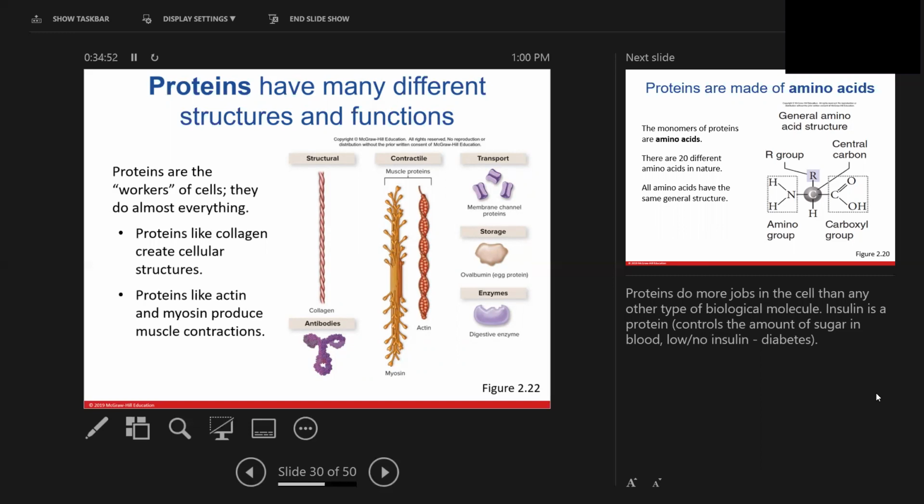They're going to move enzymes around. There's a really cool video of this protein, and I'll have to find it and post it to the Canvas, but it's basically these long strips of carbohydrate structures inside of a cell that form the backbone, almost like a skeleton inside. But you can watch this protein as it literally steps up and down this thing to move things from one side of the cell to the other. It's really cool. Proteins like collagen create cellular structures, and proteins like actin and myosin produce muscle contractions. So they have various different functions based off of how they're structured.